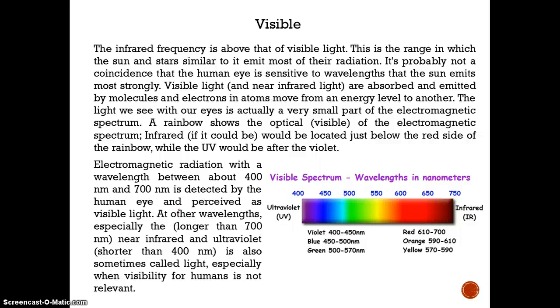It's probably not a coincidence that the human eye is sensitive to wavelengths that the sun emits most strongly. Visible light is electromagnetic radiation with a wavelength between about 400 nanometers and 700 nanometers. Other wavelengths, especially the near-infrared and ultraviolet, are also sometimes called light, especially when visibility for humans is not relevant.